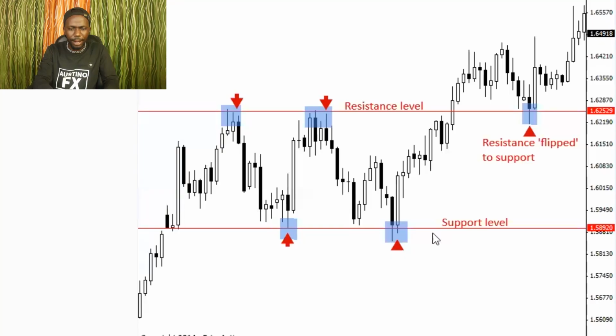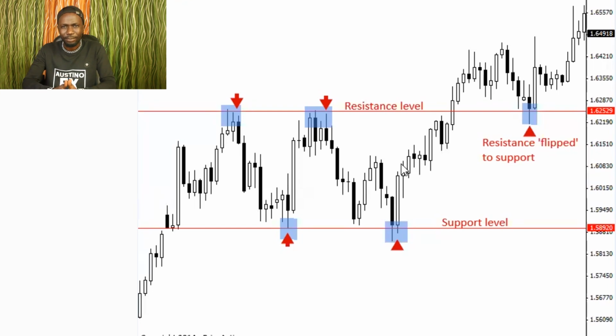So now, before we start, let me show you an example of what I'm talking about. If you look at this price chart very well, you will see what we mean by support and resistance level. Another thing about support and resistance level is when a resistance level is broken, that resistance level automatically becomes a support level. And when a support level is broken, that support level automatically becomes what?